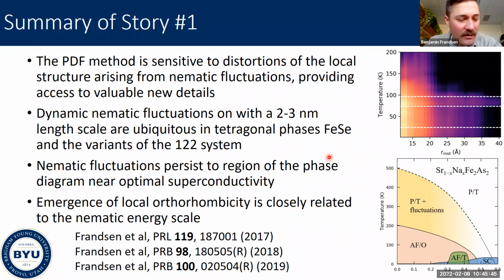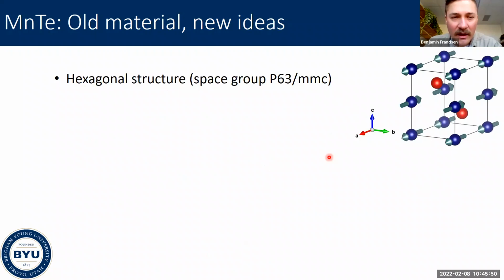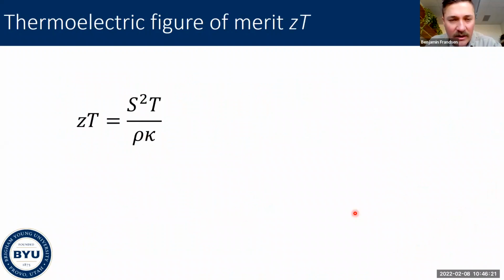Let me give just the overview version of story number two, which is about manganese telluride, an old material. It's been known for a long time. It's an antiferromagnetic semiconductor. But recently it has become of interest again because it is a good candidate as a high performance thermoelectric material and also a platform for spintronics. So in the last 5 years or so, there's been a renewal of interest in manganese telluride. The aspect relevant for this discussion is its thermoelectric properties.